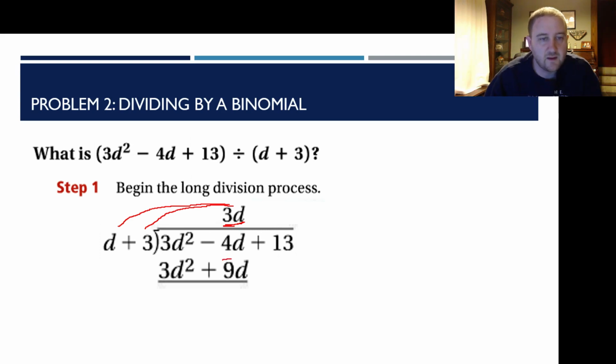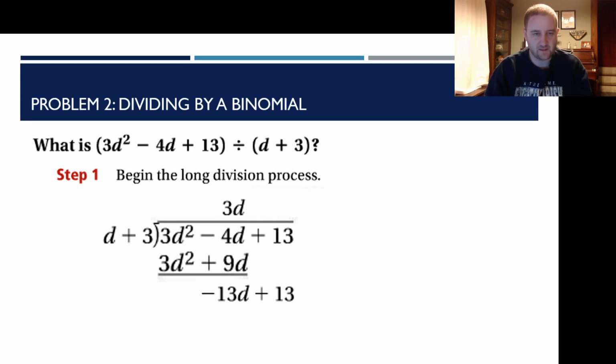Okay? And now we subtract. So these cancel out. And now negative 4d minus 9d, we're subtracting here, right? Negative 4d minus 9d then is negative 13d. Okay? And then we drop down the positive 13. Okay, so here's what it should look like.